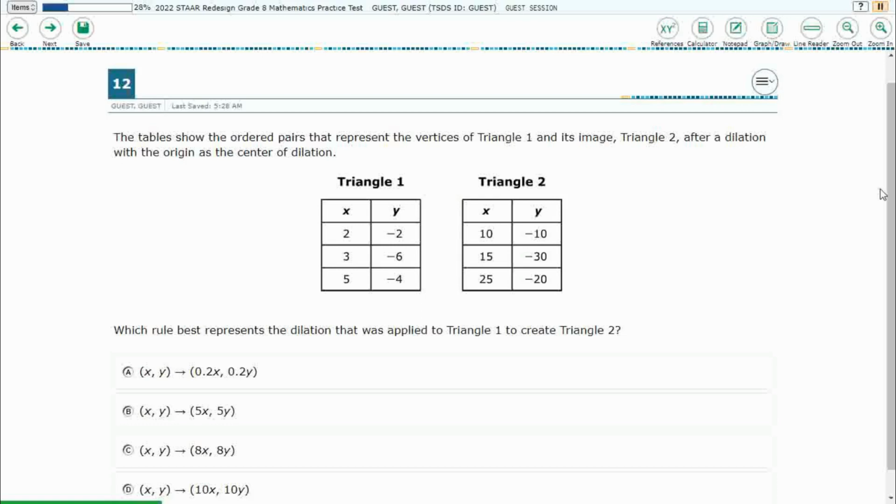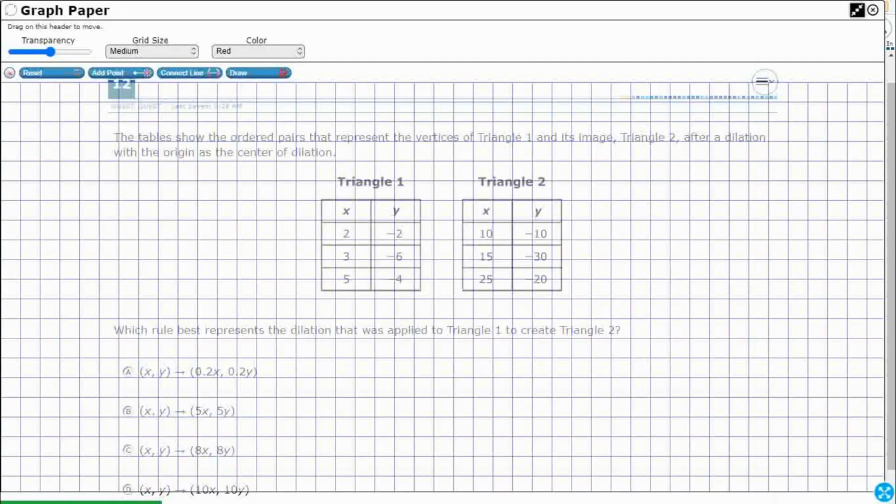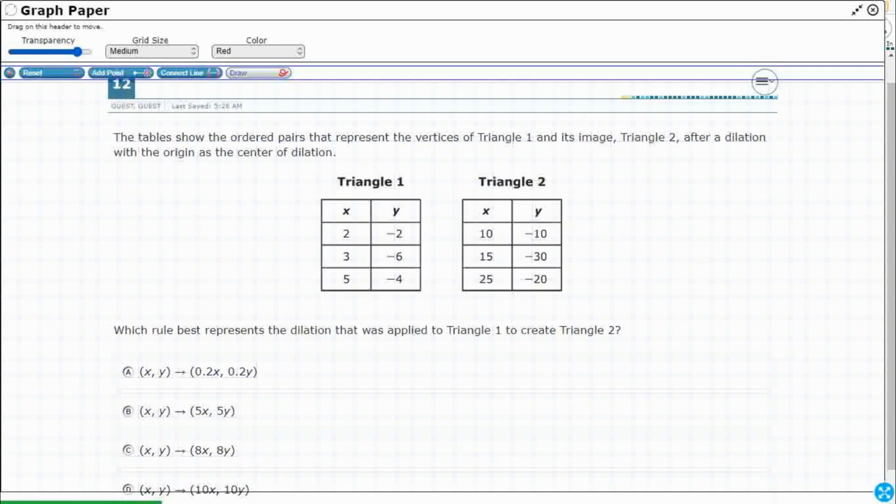So we've got a table showing the xy coordinates of two different triangles, and they are dilated with the origin as the center of the dilation. We need to find the best rule. Now we've been looking at tables and rules ever since like the 2nd grade, right? The only slight difference is here we've got actual xy coordinates. We could graph these if we really wanted to, but we're not trying to find which transformation is being applied here. We just need to find the rule, and we don't need to see whether it's a rotation or a reflection or anything like that.